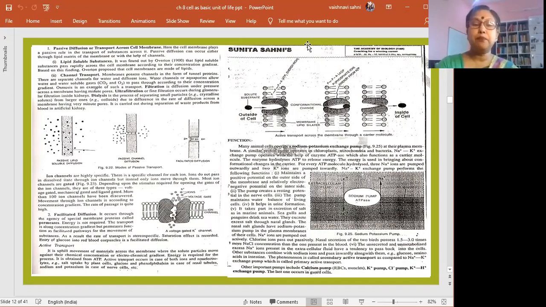Starting from passive, diffusion is the main principle here. Diffusion of any substance is from its region of higher concentration to the lower concentration till equilibrium is reached. This is what diffusion is.